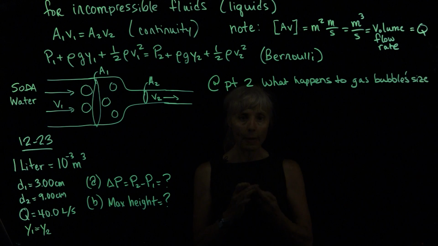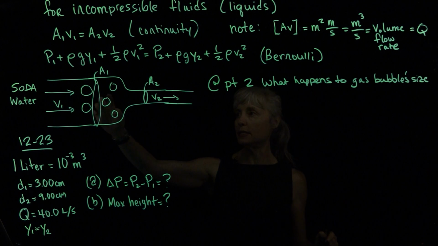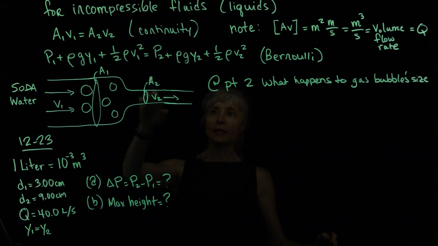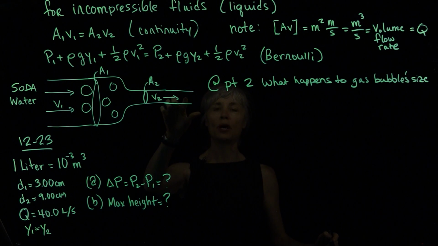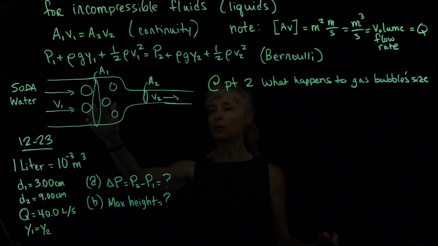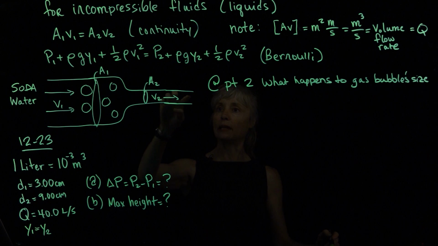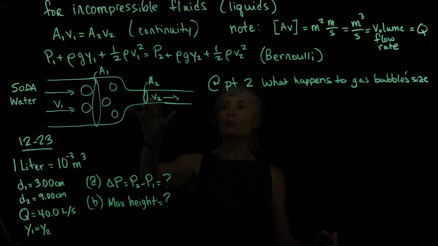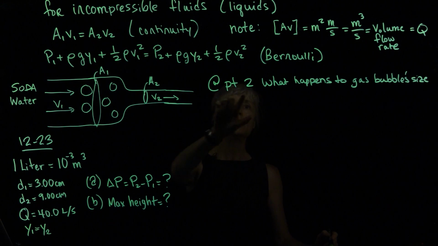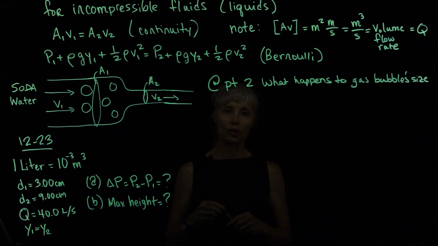Well, remember, gas is compressible. So if the pressure is larger here than it is here at position 1, then the gas bubbles are going to shrink due to that increase in pressure. If instead the pressure is smaller here than at location 1, then the gas bubble is going to expand. If the pressures are the same at location 1 and 2, then the gas bubbles should stay the same. So we want to know what is the pressure relationship between 1 and 2 to be able to answer this question. So we're going to look at these two equations, Bernoulli's equation and the equation of continuity.